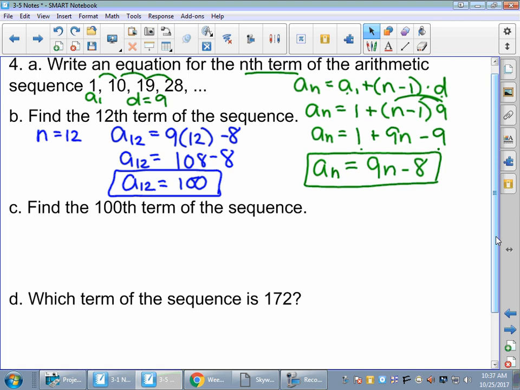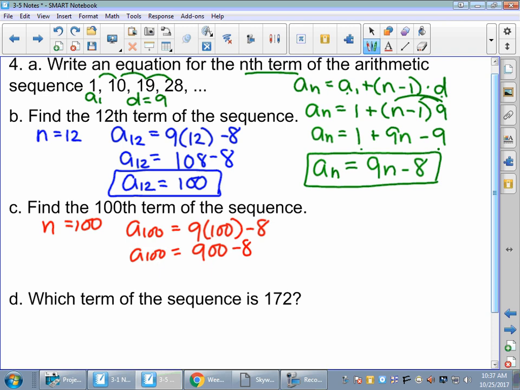Part C is asking us to find the 100th term. So when we go to find the 100th term, n then equals 100. I don't have to start all over. I have a function. I have an equation to plug it into. So a sub 100, I'm going to find my 100th term, is equal to 9 times 100 minus 8. The 100th term is equal to 900 minus 8. And the 100th term, when you take 8 away from 900, you get 892.